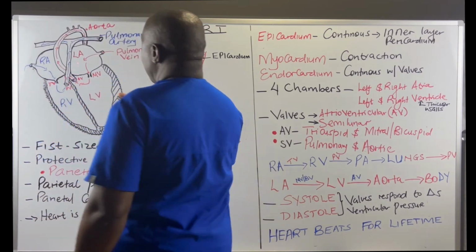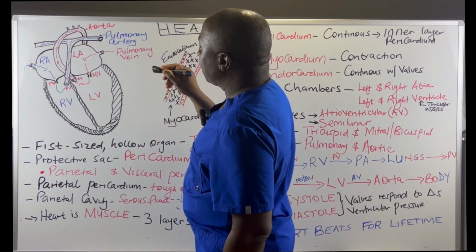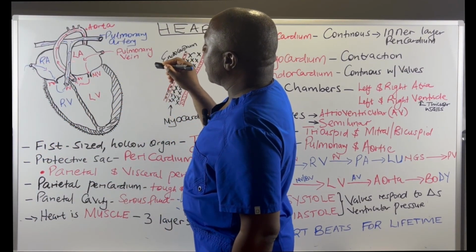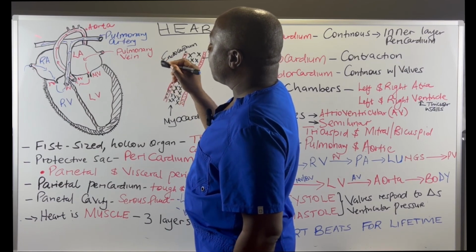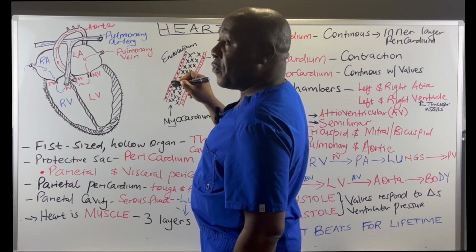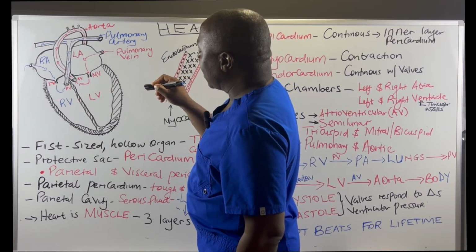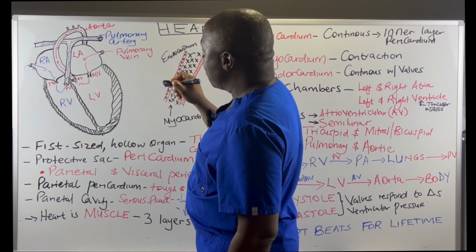So if you look at the heart here, these two chambers are referred to as the atria. So we have the right atrium and the left atrium. And these bottom ones are referred to as the ventricles. We have the right ventricle and the left ventricle.